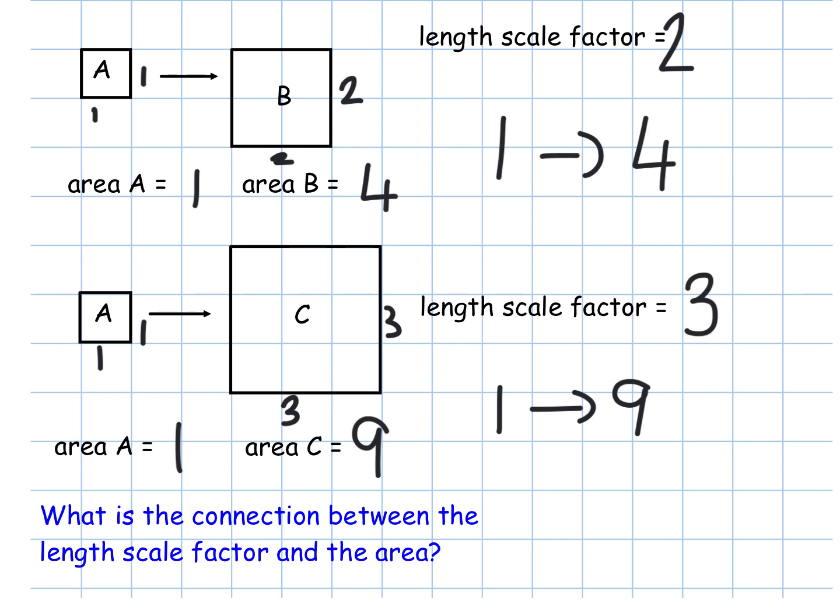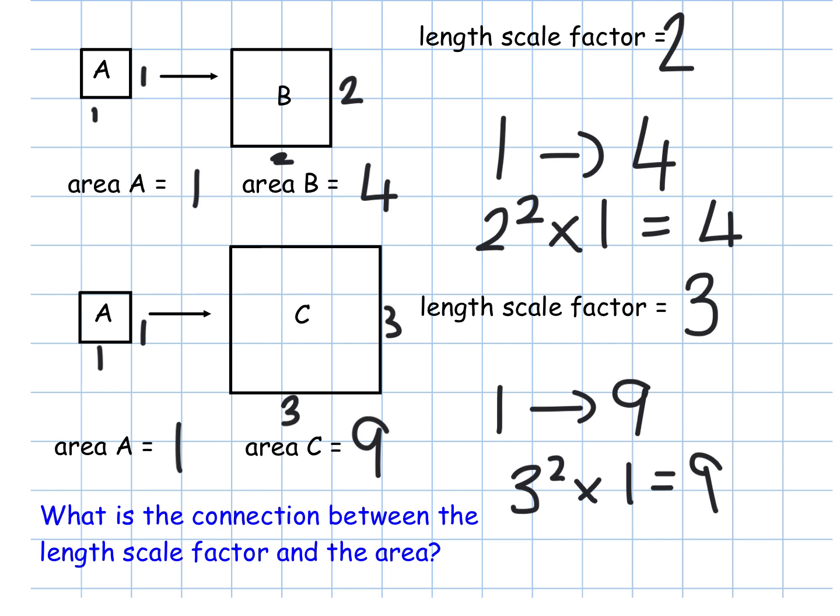Can you spot the connection? It's something to do with square numbers. 2 squared times 1 gives me 4. 3 squared times 1 gives me 9. So in actual fact, once you've got your scale factor, you have to square it.